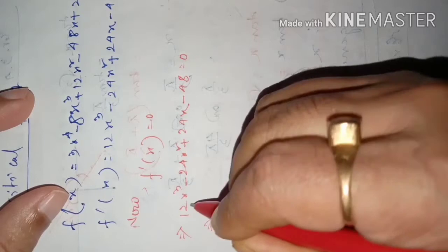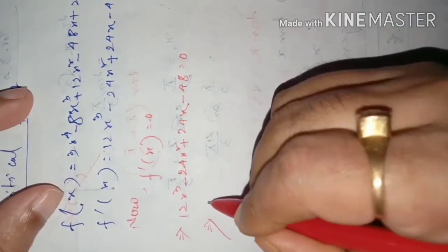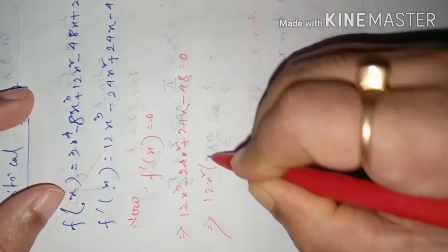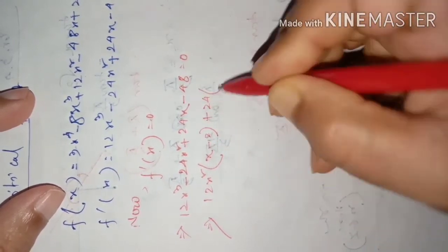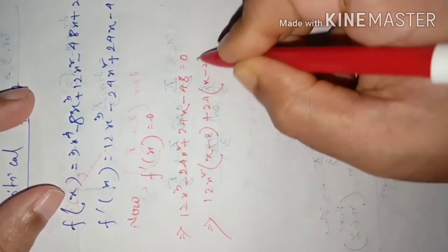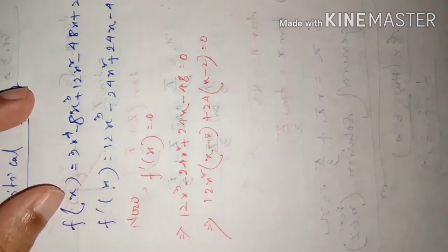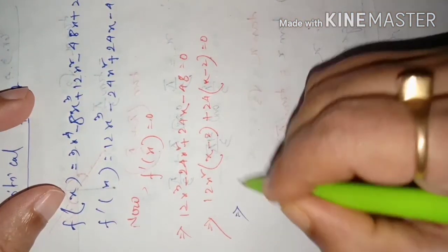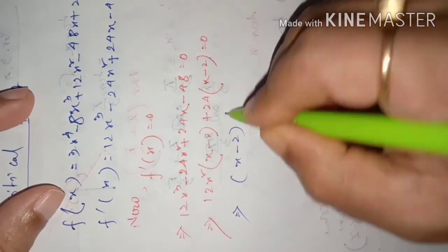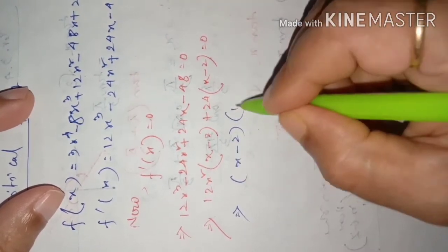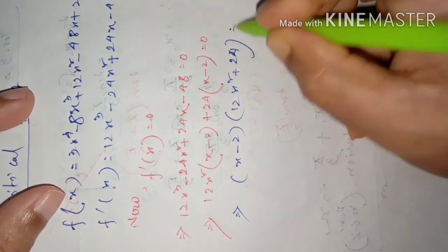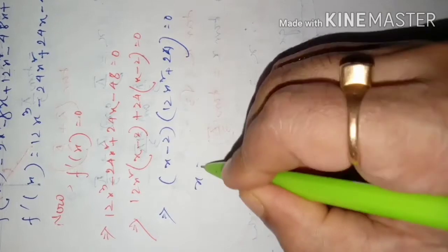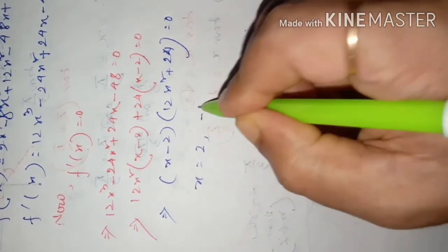Solving this, we can factorize it now. 12x^2 you can take as a common factor, leaving x minus 2, plus 24 as a common factor; here also x minus 2. So (x minus 2) into (12x^2 plus 24) equals 0. Solving this, you will get x equal to 2 and minus 2.